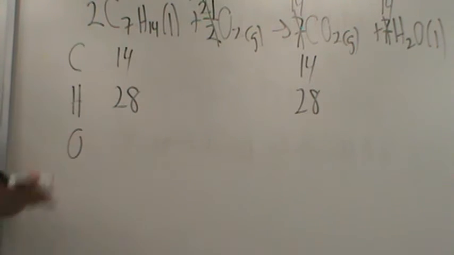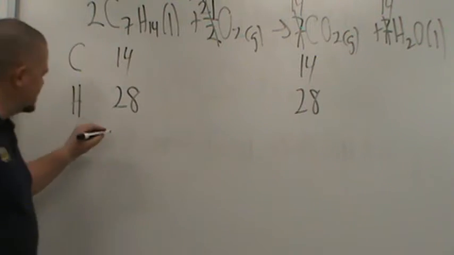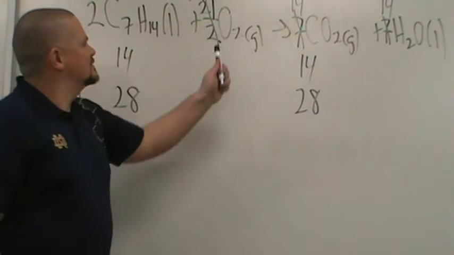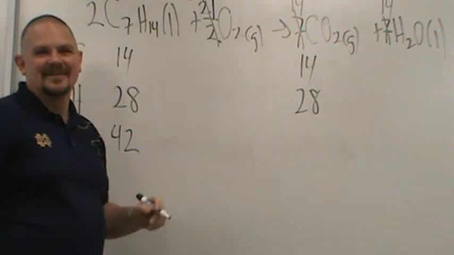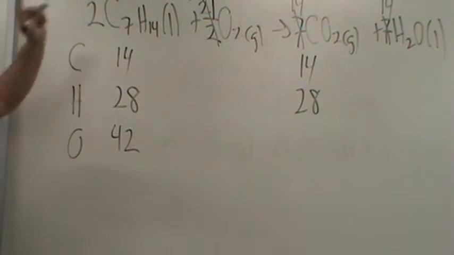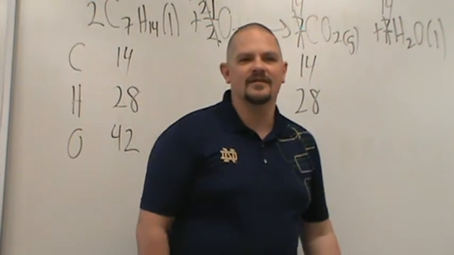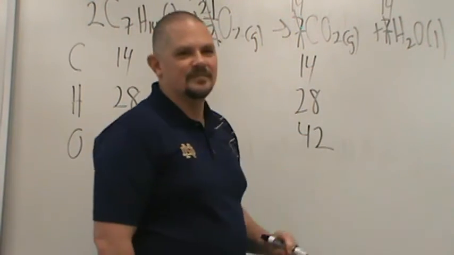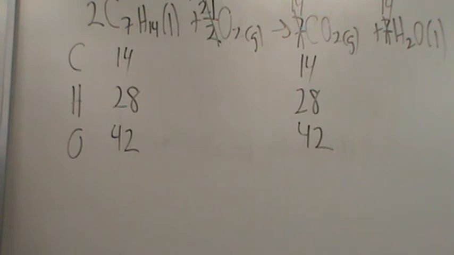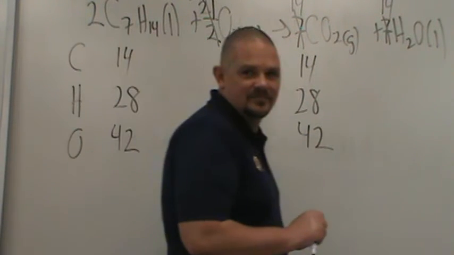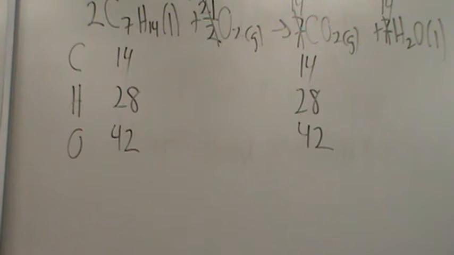Okay, oxygens. How many oxygens do we have total on the left-hand side? 42. 21 times 2. How many oxygens on the right-hand side? Well, 14 times 2 we said was 28, plus 14 more is 42. I'll go out on a limb here and say 42. Oh, okay. I get it now. So basically, we just make the fraction and then use a coefficient of whatever the denominator is. Okay, that makes sense.